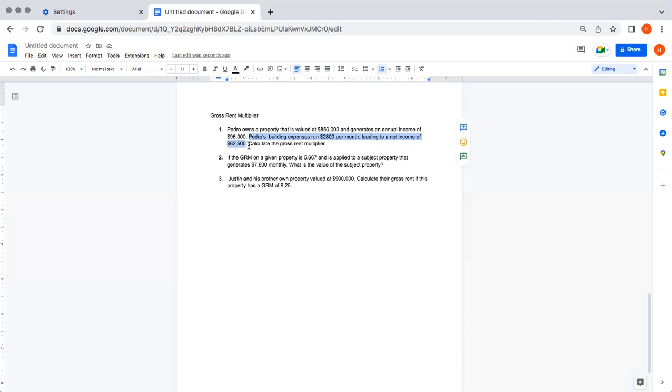So this equation right here is really simple. We're just going to take the value divided by the gross rents to get our multiplier. And that equation is, let's just leave that bold, equals the sales price. So we have the $850,000 sales price divided by the gross rents, which is $96,000. And that's our multiplier, and that equals the answer. So that's a fairly simple equation. Let's do the math on that. What's 850,000 divided by 96? And that equals a multiplier of 8.85 rounded.